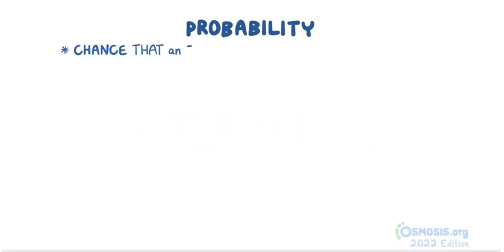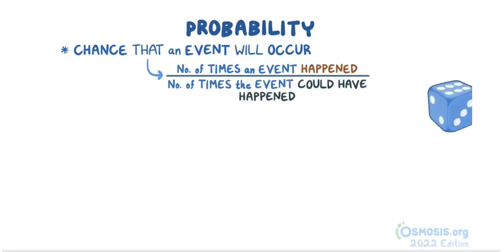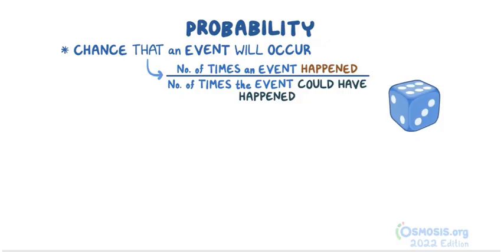Probability is the chance that an event or outcome will happen, and it's calculated by dividing the number of times an event happened by the number of times the event could have happened. For example, let's say that you have one six-sided die, and you want to know the probability of rolling a certain number, like a 3.